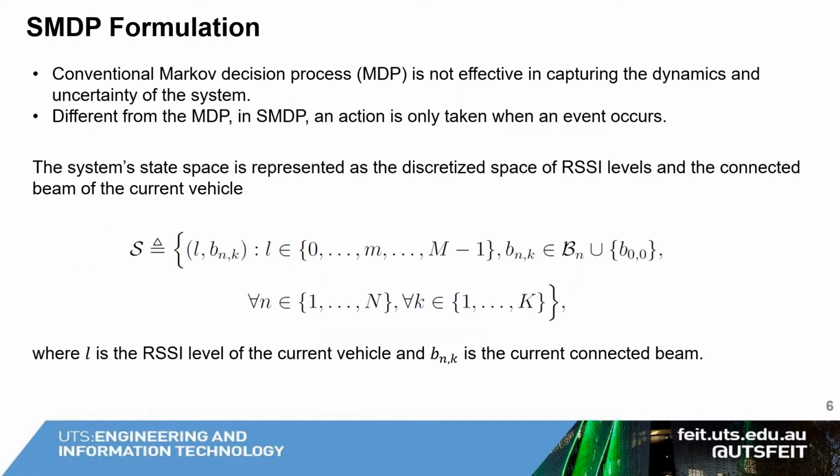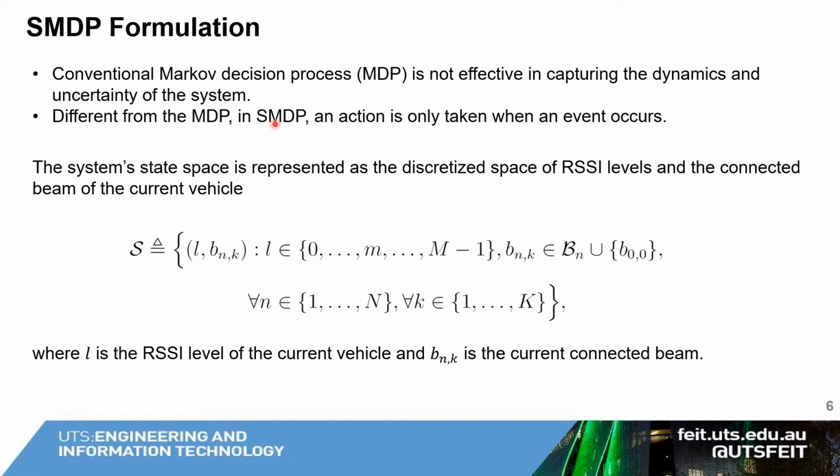To capture the dynamics of blockage, channel quality, and mobility, we first model the problem as a semi-Markov decision process, SMDP. Different from the conventional MDP, in the SMDP, an action is only taken when an event is triggered. This makes the SMDP framework more effective in capturing the dynamics and uncertainty of the environment. In the SMDP, we need to define the state space, the action space, and the immediate reward function.